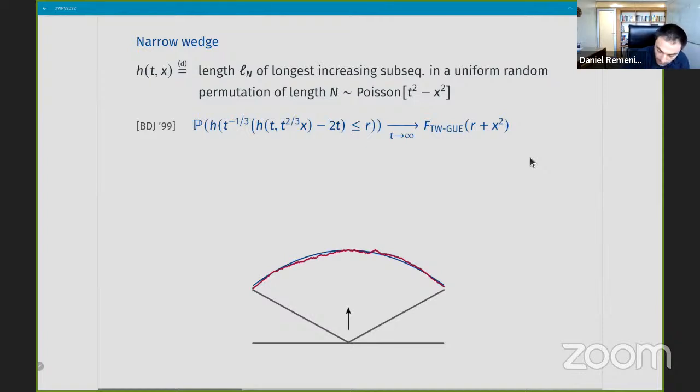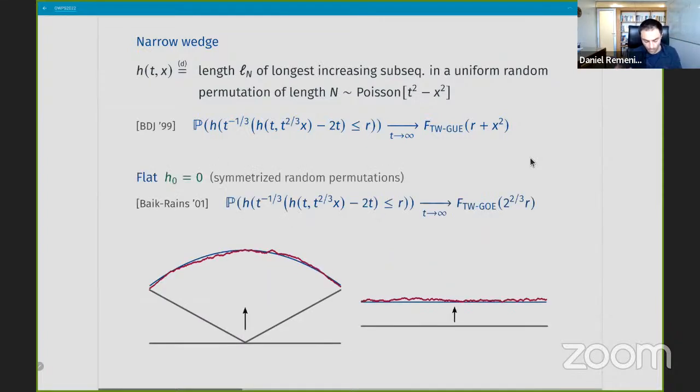I want to mention briefly that there's work from a couple of years after, which corresponds to the flat initial condition, the first simulations that I showed you. And in that case, this is a result by Baik and Rains from 01.